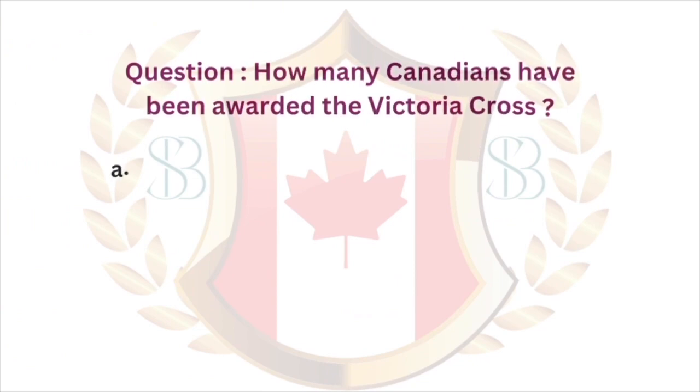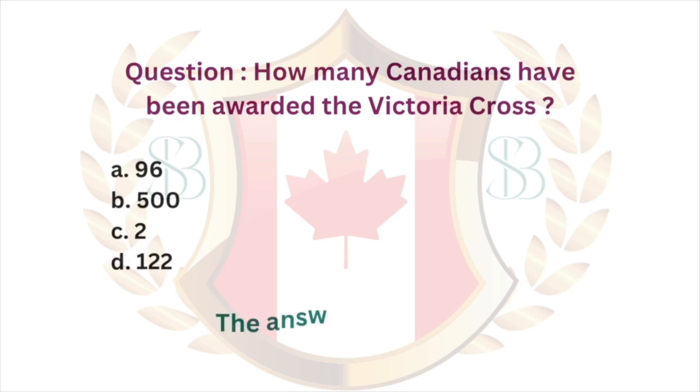Question. How many Canadians have been awarded the Victoria Cross? A. 96. B. 500. C. 2. D. 122. The answer is A. 96.